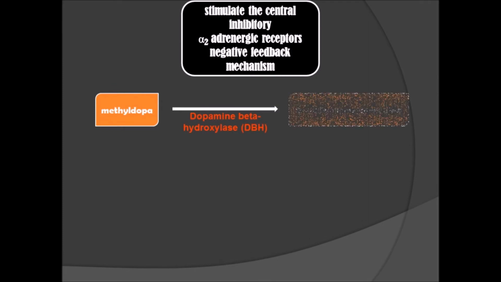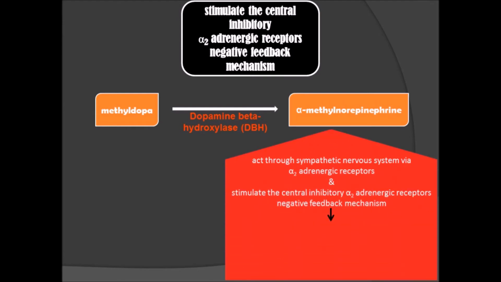The second mechanism of action of methyldopa begins with the conversion of methyldopa into alpha-methylnorepinephrine by dopamine beta hydroxylase in the central nervous system. As alpha-methylnorepinephrine acts through the sympathetic nervous system via alpha-2 adrenergic receptors and stimulates the central inhibitory alpha-2 adrenergic receptors negative feedback mechanism, it reduces the sympathetic nervous system output. As a result, vasodilation occurs and it lowers the blood pressure.